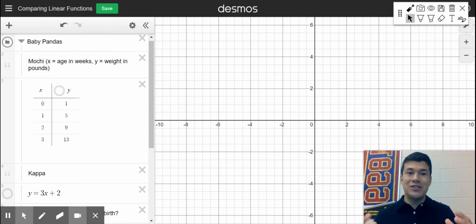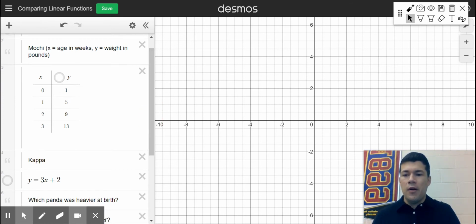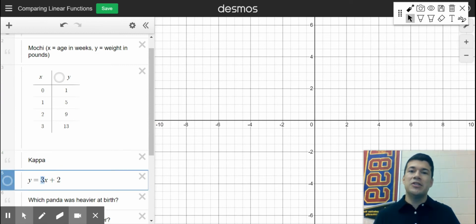The cool part about linear functions is the average rate of change does not change ever. So if the average rate of change is 4, it is going to remain 4 for the entire domain of the function. So Mochi, 4 pounds per week. Look at Kappa, 3 pounds per week. The 3x is the term that contains the slope. So Kappa is growing 3 pounds per week. Mochi is growing 4 pounds per week. Mochi is growing faster, even if Mochi was lighter at birth.